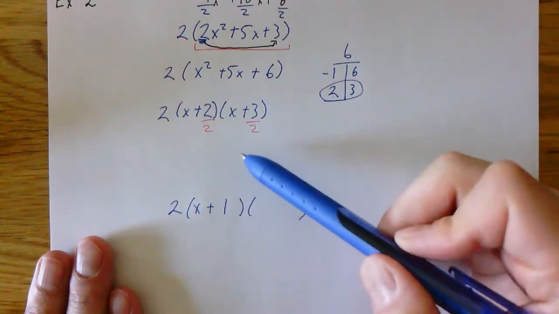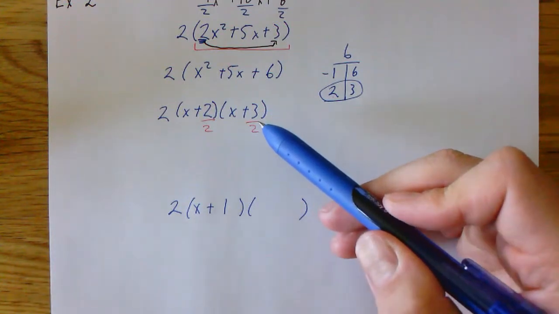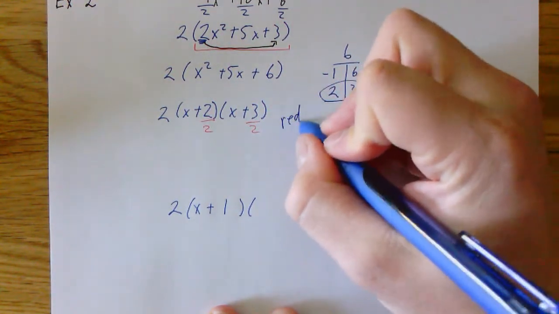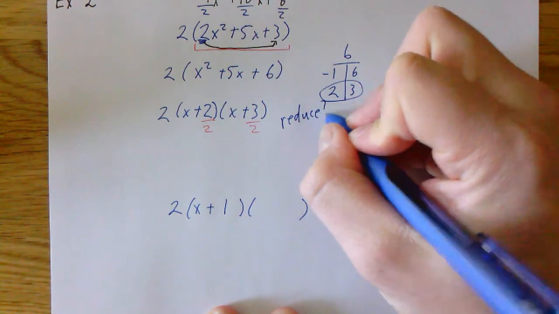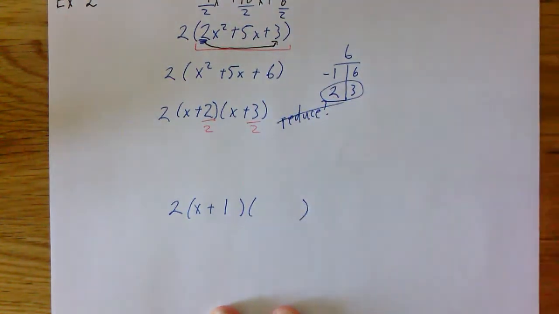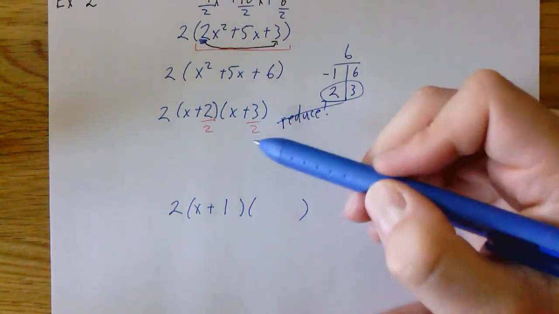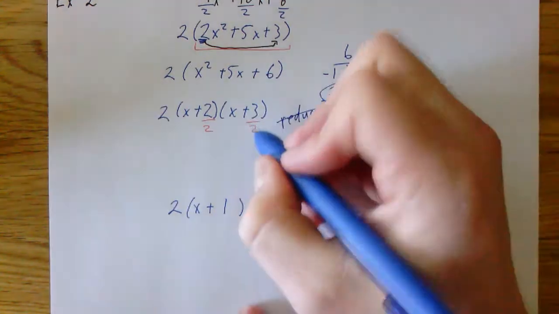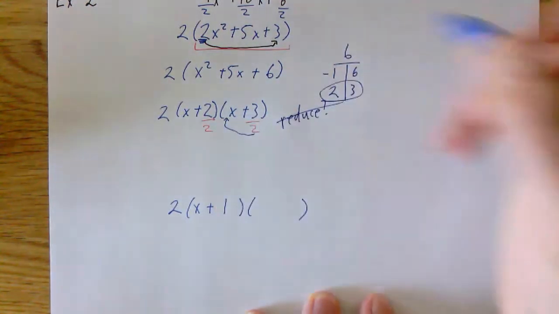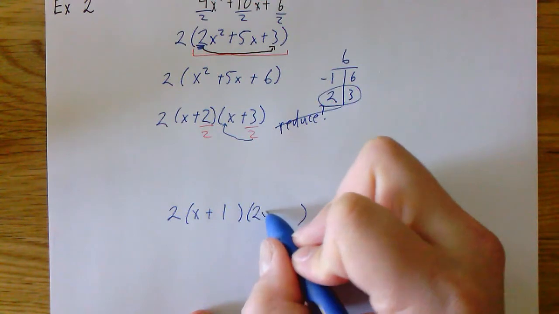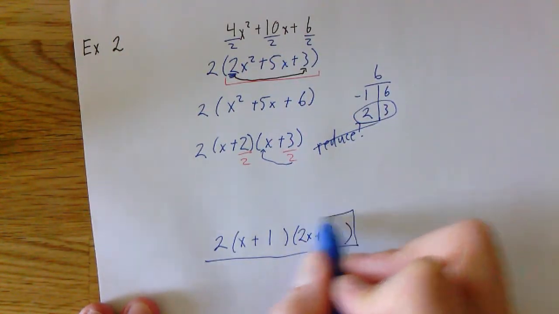Now, for this chunk, 2 doesn't go into 3. Does it reduce, though? Okay. No, it doesn't. It doesn't reduce. So, because this doesn't reduce, all we do is we take the denominator and we move it in front of the x. So we have 2x plus 3, and then this is our answer.